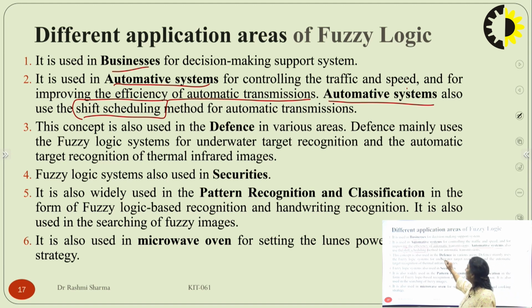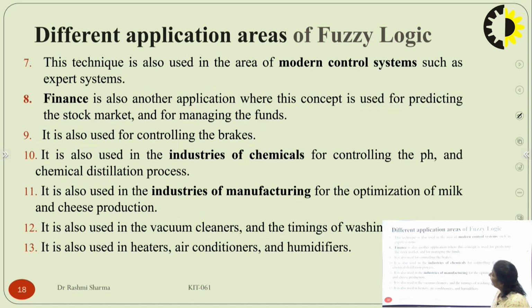This concept is also used in defense. Defense mainly uses fuzzy logic for underwater target recognition and automatic target recognition in thermal infrared images. So they look into those particular images and let you know. So fuzzy logic systems are used in security. It can be used in pattern recognition and classification. It can be used in microwave ovens for setting the power and cooking strategies. And similarly, this technique can be used in modern control systems.